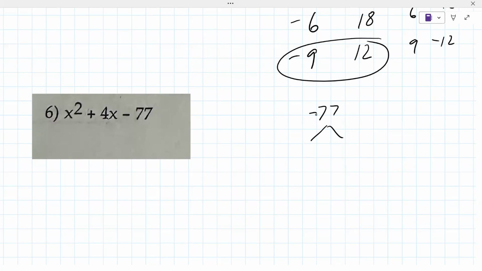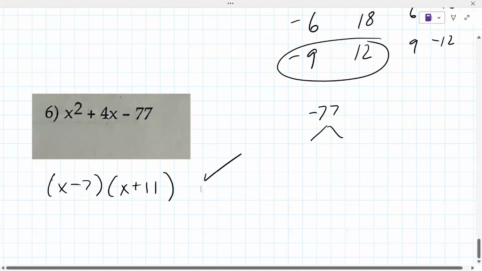I got x minus 7 in parentheses and then x plus 11. Yeah, they've got to both have x in them. Very good, I would agree. You definitely know how to do that problem. Excellent job on that.